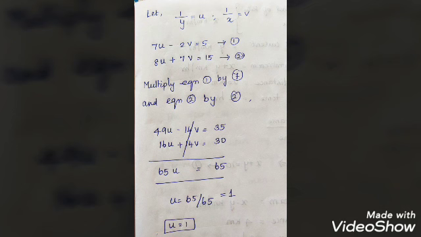We are going to multiply equation 1 by 7 and equation 2 by 2. So 49u minus 14v equal to 35, and 16u plus 14v equal to 30. 14v gets cancelled. So 65u equal to 65. u is equal to 65 divided by 65, which gives you 1. So we found the value of u as 1.